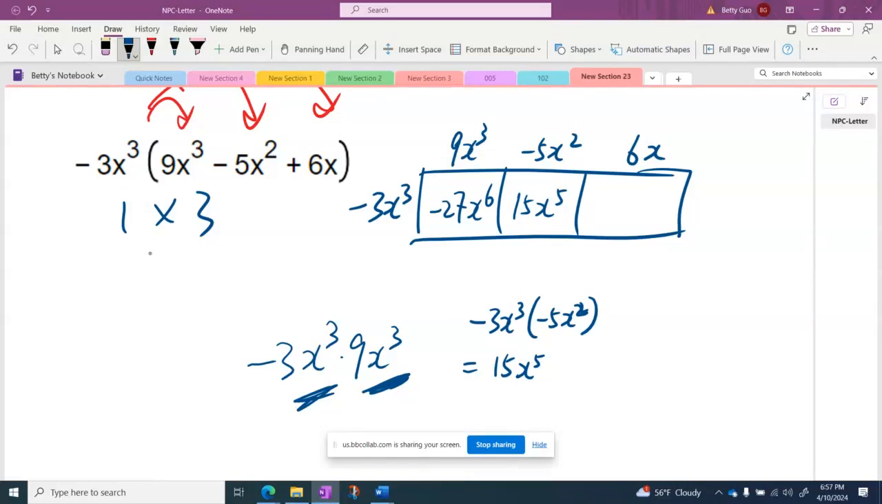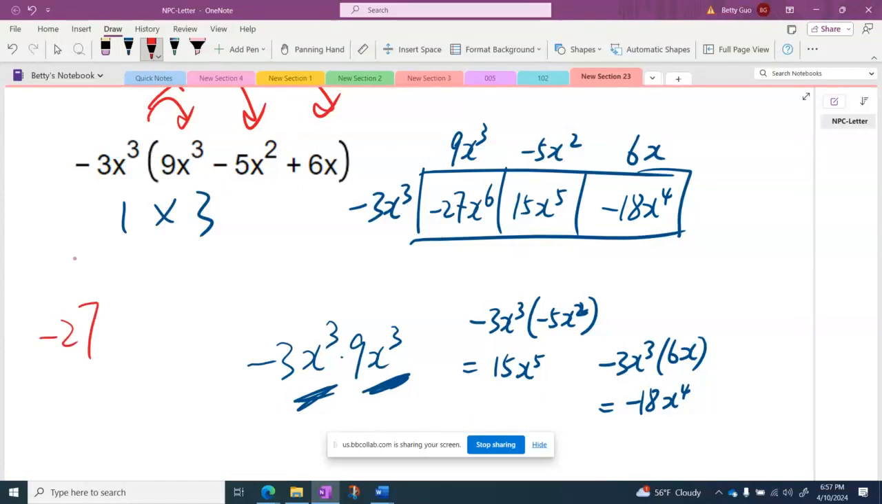Next cell, row 1, column 3, we have negative 3x cubed times 6x. Negative times positive, negative 18. x cubed times x, x to the power 4. So negative 18x to the power 4. And the result would be the addition of the three terms. We have negative 27x to the power 6, plus 15x to the power 5, minus 18x to the power 4. Let me know if you have any questions.